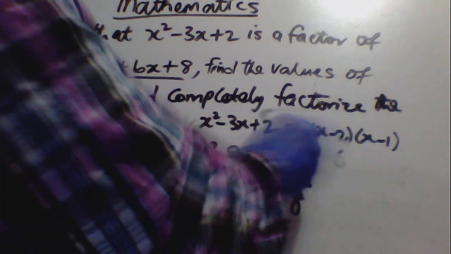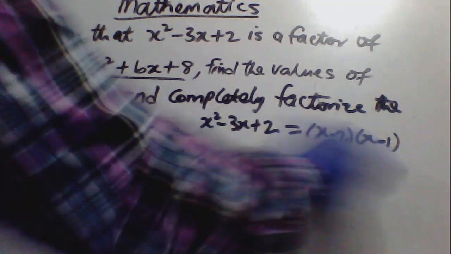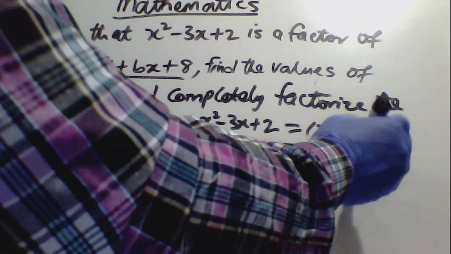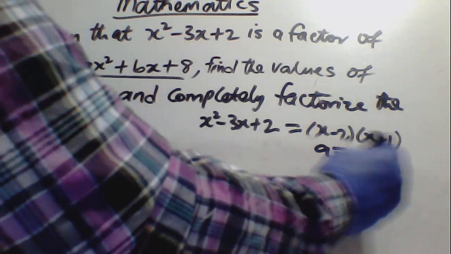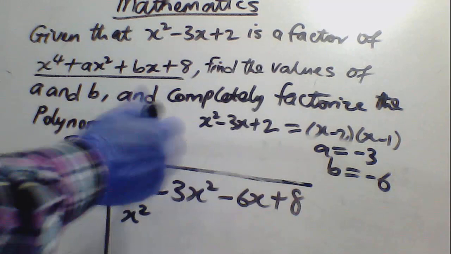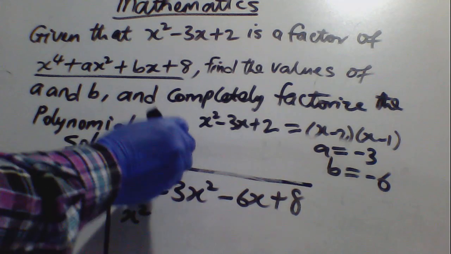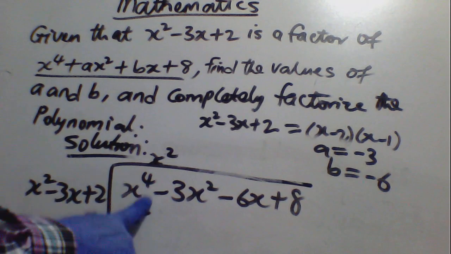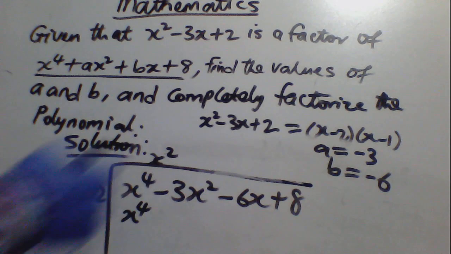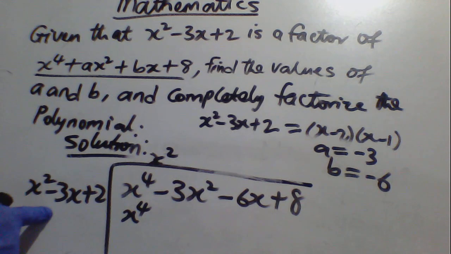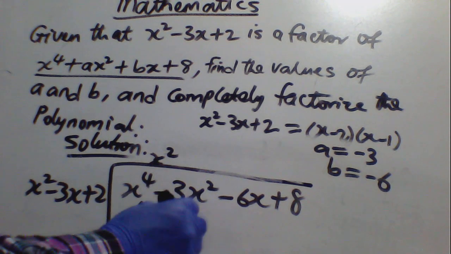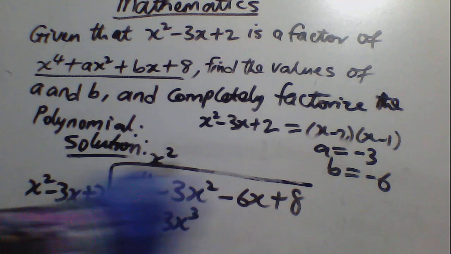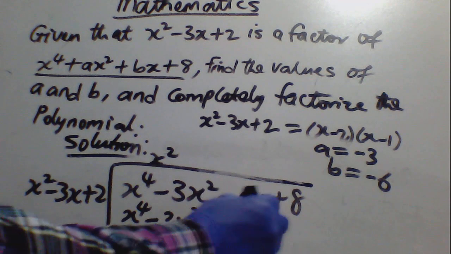So let me clean here to have space. A is equal to minus 3, B is equal to minus 6. So x raised to power 2 times x raised to power 2 will give us x raised to power 4. x squared times minus 3x will give us minus 3x cubed. x squared times plus 2 will give us plus 2x squared.